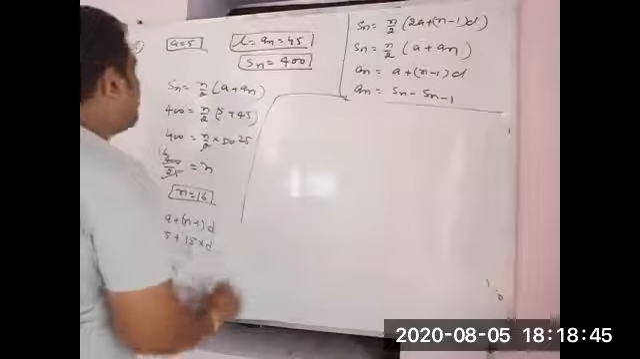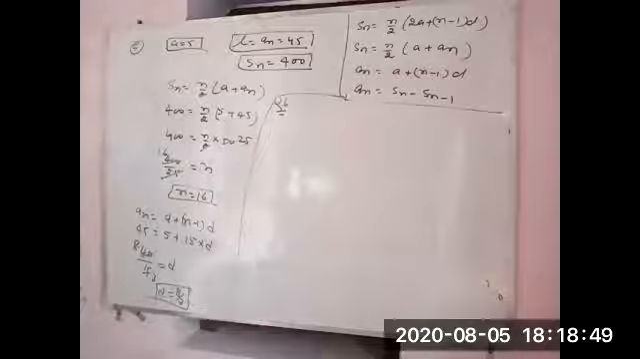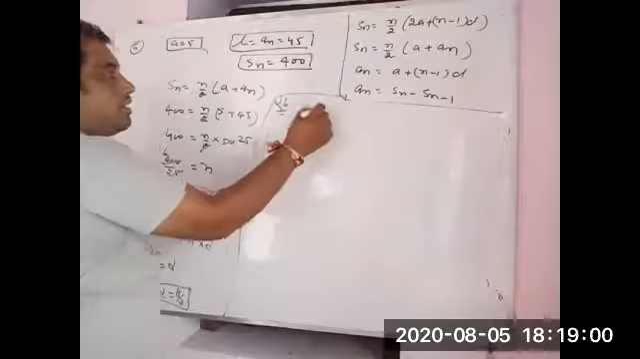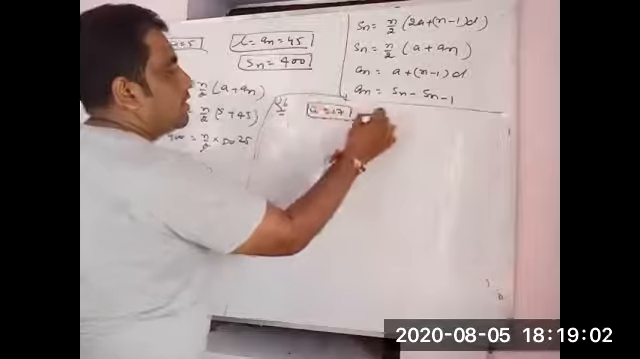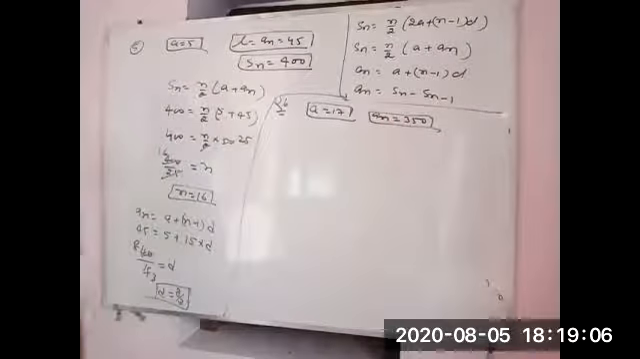Okay, now move to question number 6. The first and last term are given here. a is 17, an is 350. Now common difference is given, 9. Then how many terms are there and what is their sum?